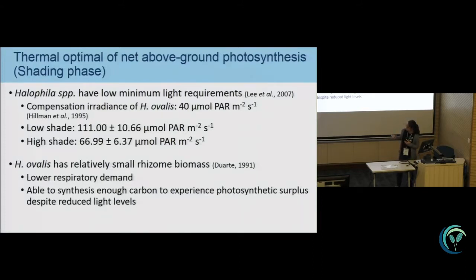Then in addition, Halophila ovalis has a relatively small biomass, so this kind of lowers their respiratory demand, and thus even under reduced light level, they're still able to synthesize enough carbon to experience a photosynthetic surplus.